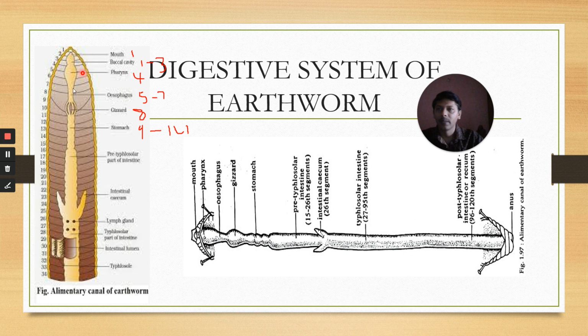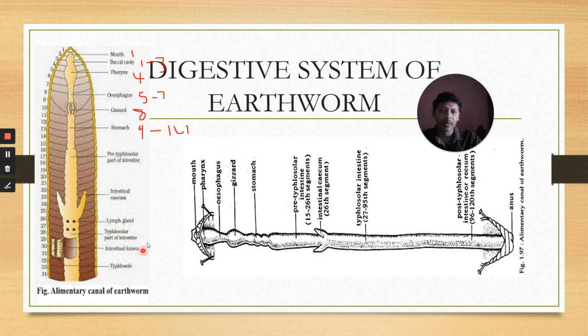Okay, look at this figure, which is given in the NCERT textbook. Alimentary canal of earthworm. Mouth is present in the first segment, and the mouth leads into the buccal cavity. Buccal cavity opens into pharynx. Pharynx opens into esophagus. Esophagus opens into gizzard. Gizzard into stomach. Stomach leads into intestine.